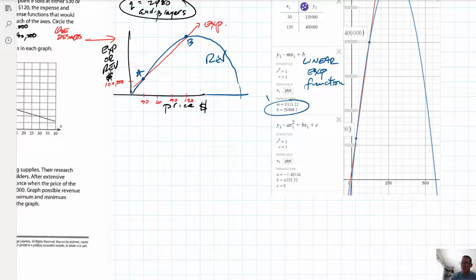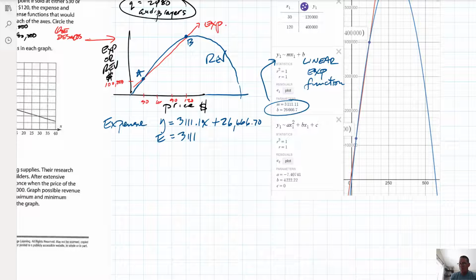And what we're going to do is take these values and substitute them in. So your expenses, I'll write y in terms of x first, and then I'll translate variables here. So y is equal to 3,111.1 times x plus 26,000. It doesn't ask us to do this, but I'm just going further here. 666.70. And so if you're going to write that in the right variables, here we go.